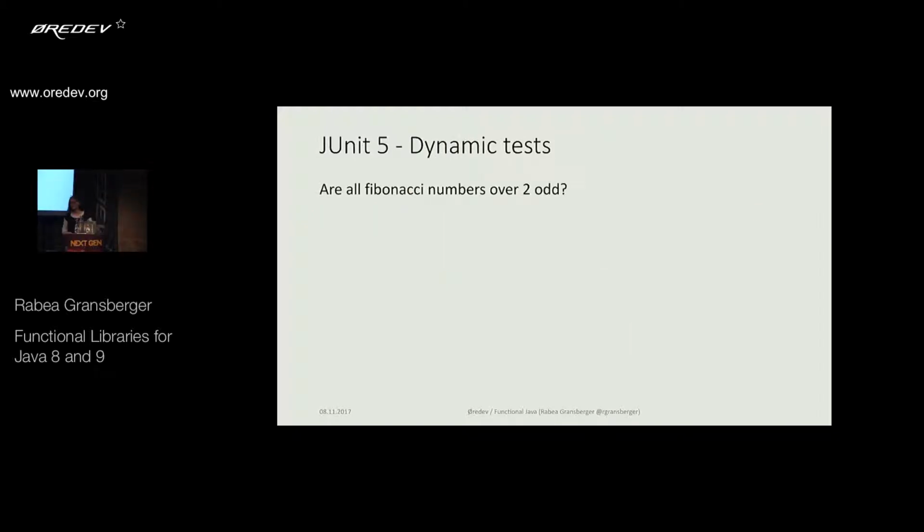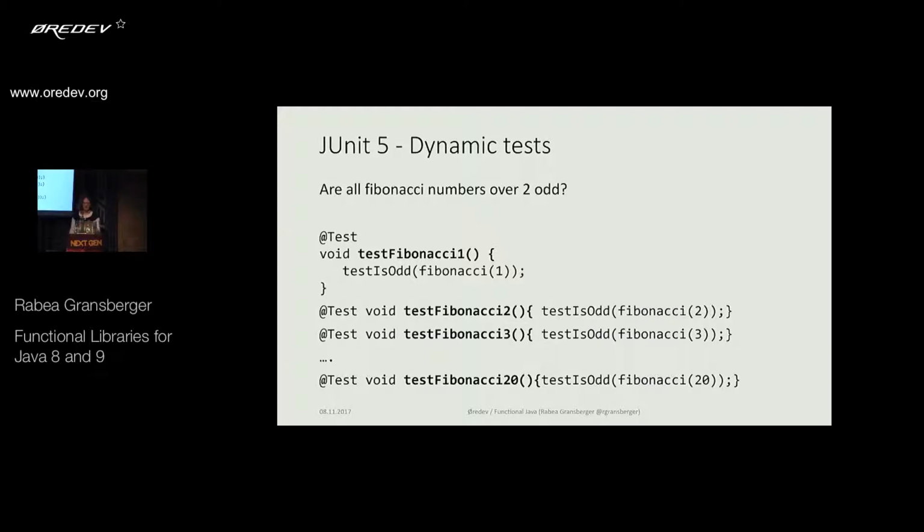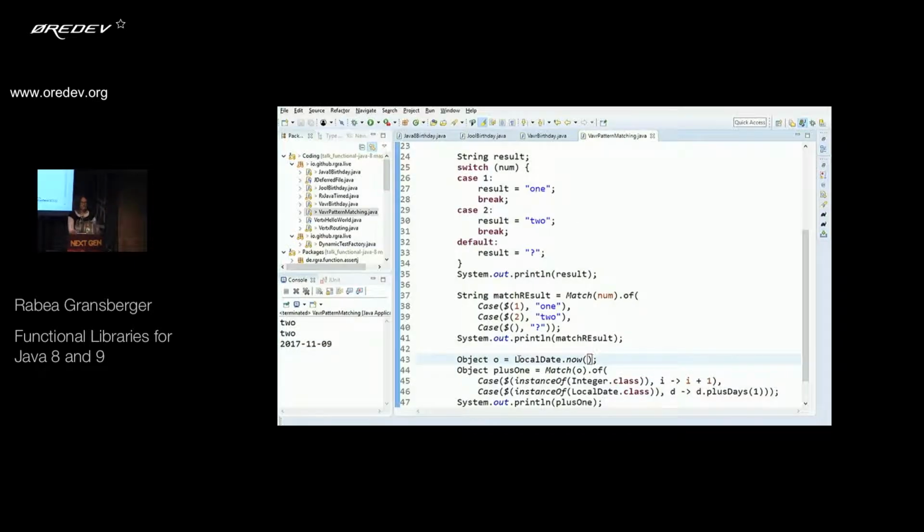And what if you want to test if all Fibonacci numbers over 2 are odd, right? What you would do is create a test in JUnit 4, test Fibonacci number of 1. Test is odd, Fibonacci, pass in the value 1. For number 2, do the same. Test is odd, Fibonacci of 2. Test is odd, Fibonacci of 3. Test is odd, Fibonacci of 20, right? This is not really nice to write, so we don't want to do that.